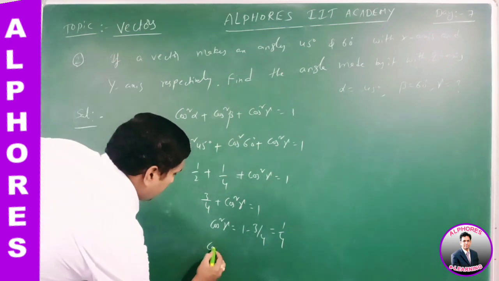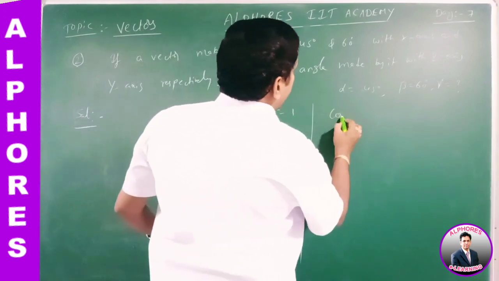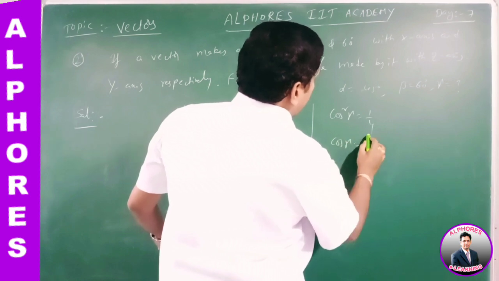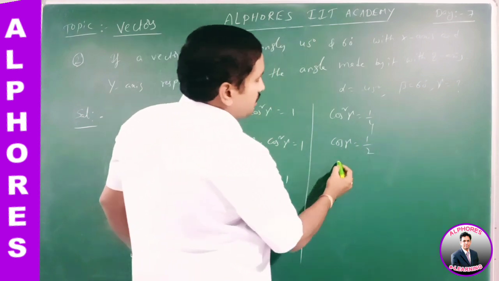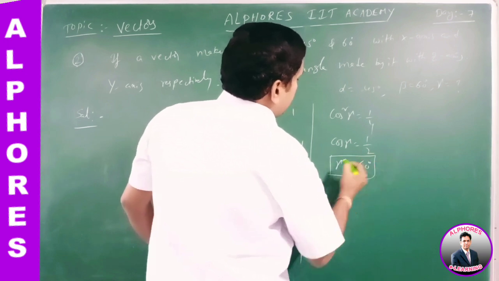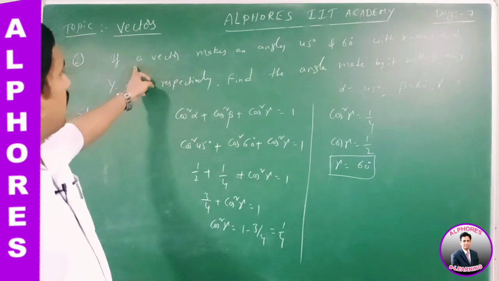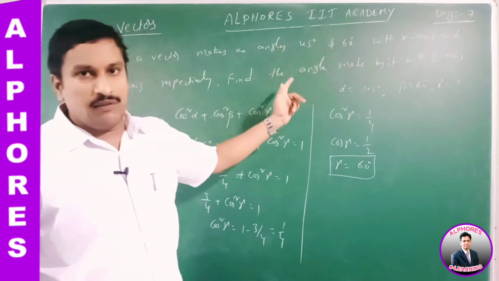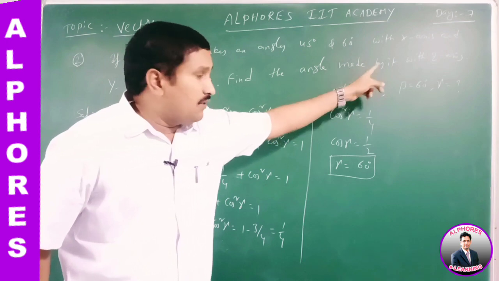Okay, now what I am getting, I am writing here: cos square gamma is equal to 1 by 4, and cos gamma is equal to 1 by 2, and gamma is equal to how much? If cos theta is equal to 1 by 2, theta is equal to how much? Gamma is again 60 degrees. So this is the answer. Okay. How to find this problem? In this problem, a vector makes angles 45 degrees and 60 degrees with x-axis and y-axis respectively. Then I have to find the angle made by the vector with z-axis.